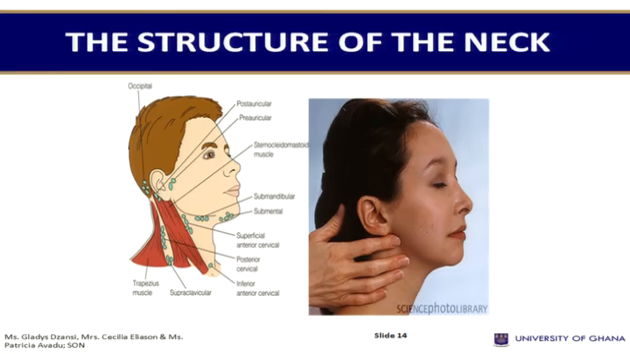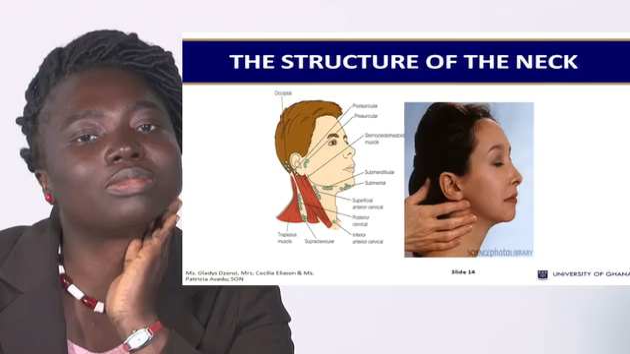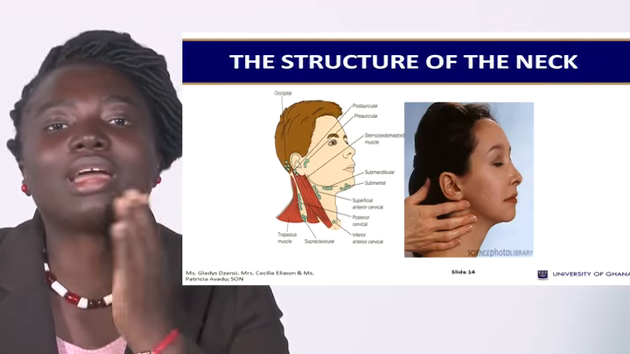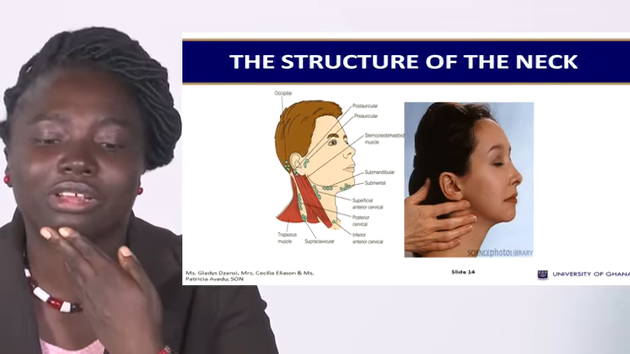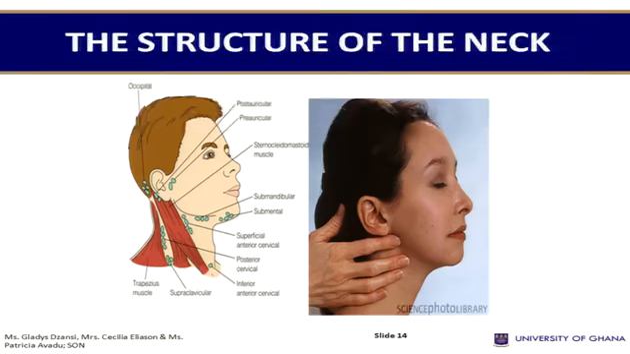And then we also have the muscles of the neck, as you can see in your diagram. Then we have the subclavicular lymph nodes, submental lymph nodes. Submental, they are just beneath the jaw. The submandibular, just around the chin. Then we also have the superficial anterior cervical lymph nodes, and then the posterior cervical lymph nodes.